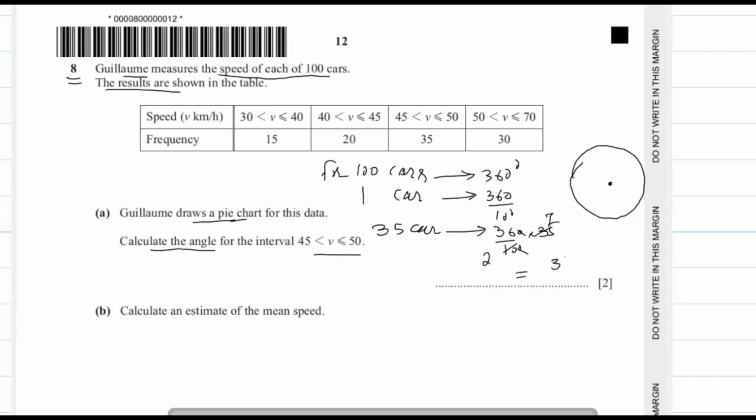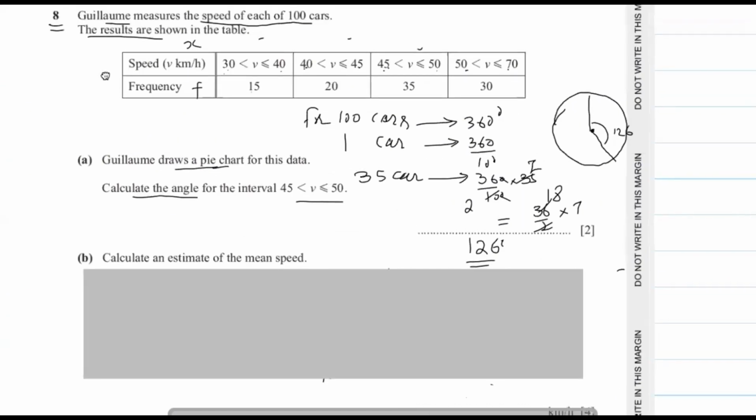We can write 36 over 2 into 7, and 2 times 18 is 36, and we can write 18 into 7, that will be equal to 126, and this 126 degrees is the total angle for the speed when the speed is 45 to 50 kilometers per hour. This will be the total angle for this interval, and this 126 degrees is the answer. Next is part B.